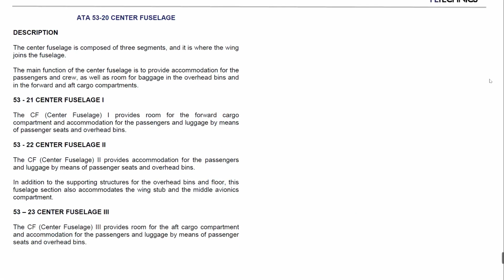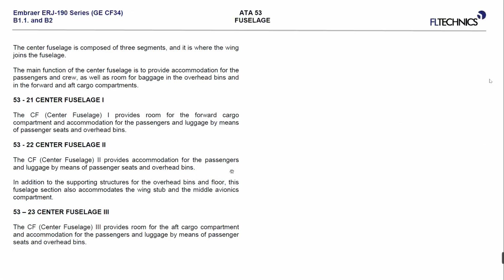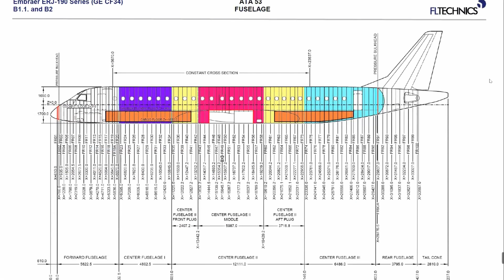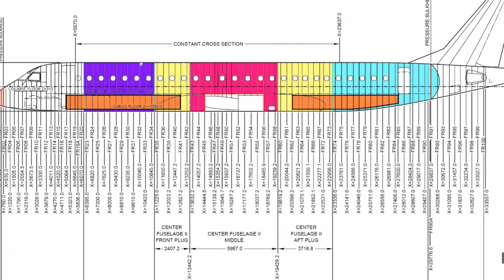We already know that it is divided into 3 different sections: center fuselage 1, center fuselage 2, center fuselage 3. They're covering different zones, but if I have to go into details, the main function is to provide accommodation for passengers and crew, room for baggage in the overhead bins, and also in the forward and aft cargo compartments. Here is what we can find when you talk about the center fuselage.